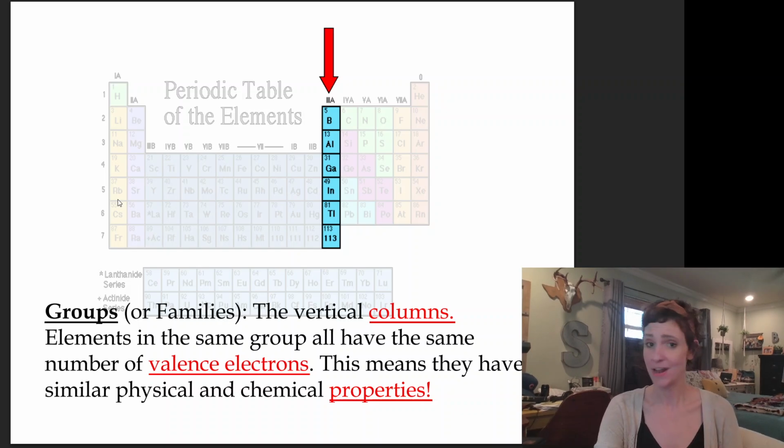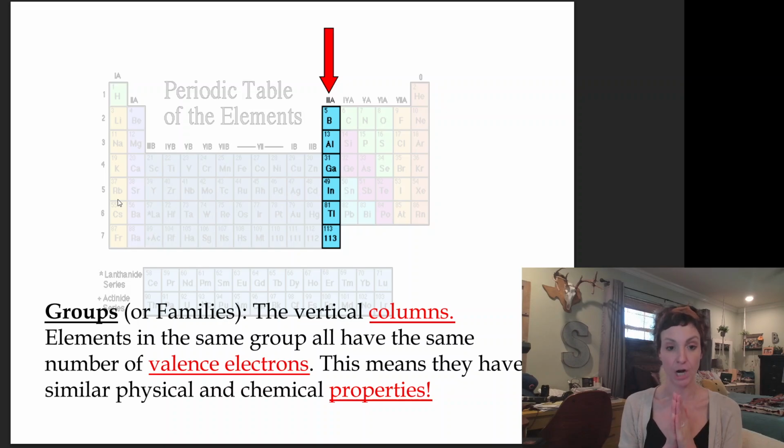Our groups, another term for that is a family, are the vertical columns in my periodic table. So elements in the same group all have the same number of valence electrons. If you'll remember, valence electrons are in the outermost energy levels, S and P electrons only. So they have the same number of valence electrons, and as a result, that means they have the same physical and chemical properties.